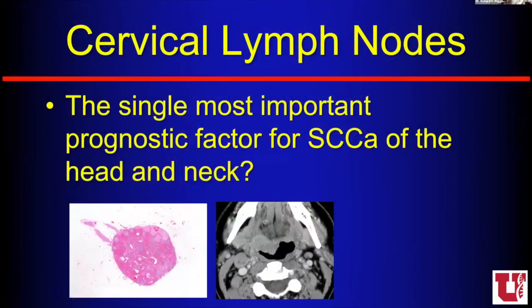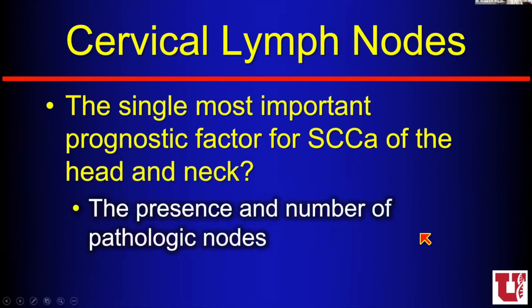And when you think about it, we spend a lot of time talking about the primary tumor, but it turns out that the single most important prognostic factor when you think about head and neck cancer and squamous cell carcinoma, it's not the primary site. It's not even how big the primary tumor is or the differentiation. Is it moderately differentiated, poorly, or what kind of differentiation? It turns out that's not as important as the lymph nodes. It turns out the presence and number of pathologic nodes is the single most important prognostic factor with head and neck cancer.